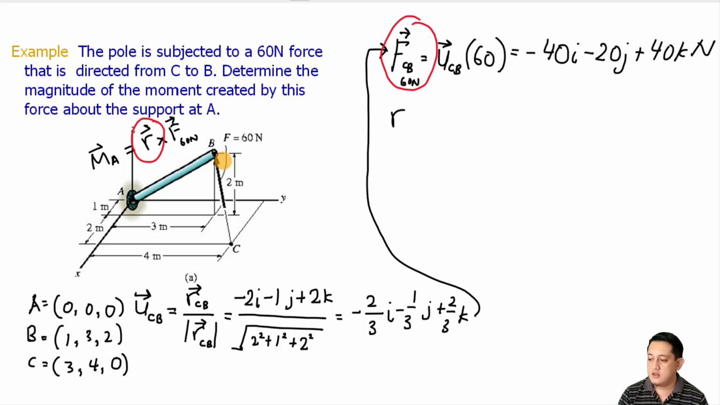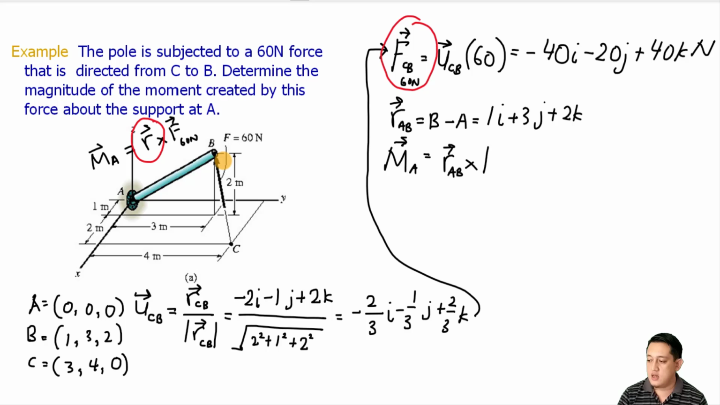RAB is coordinate B minus coordinate A. So this will be B minus A, 1i plus 3j plus 2k. So next we can calculate the moment at A. The moment at A is equal to RAB cross product with F 60 Newton.